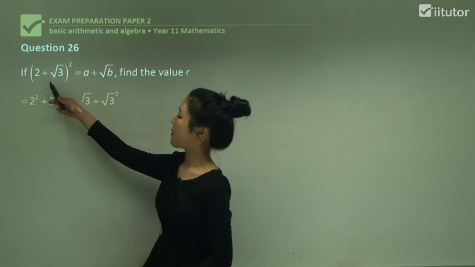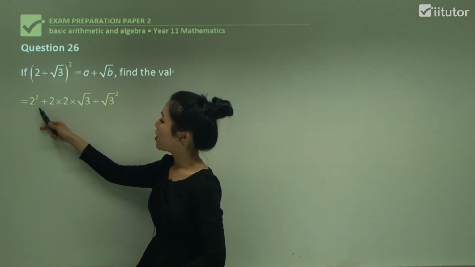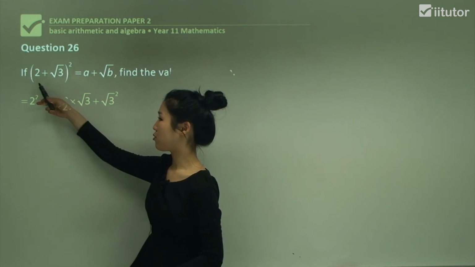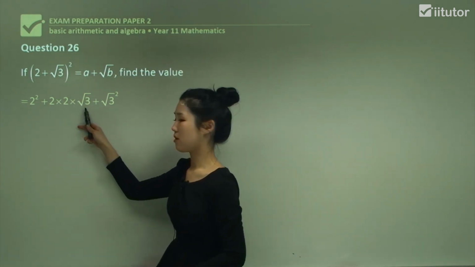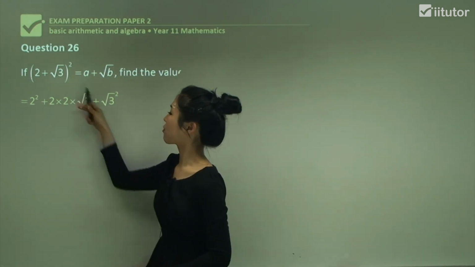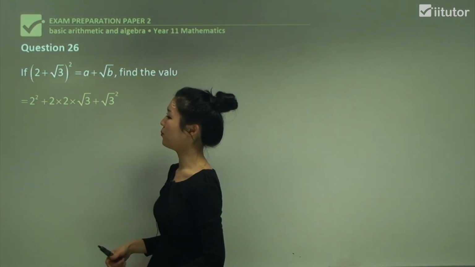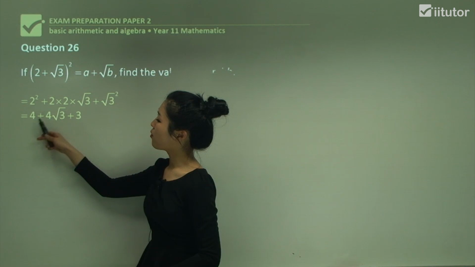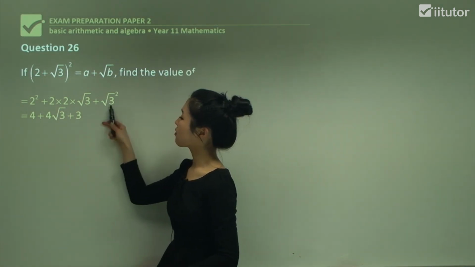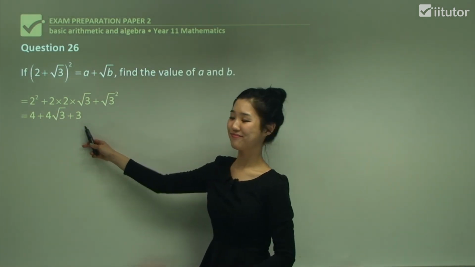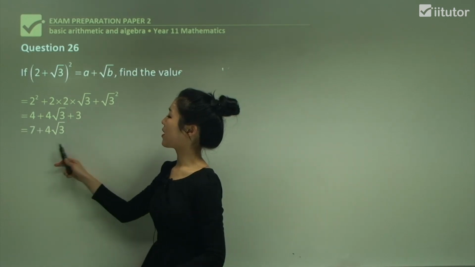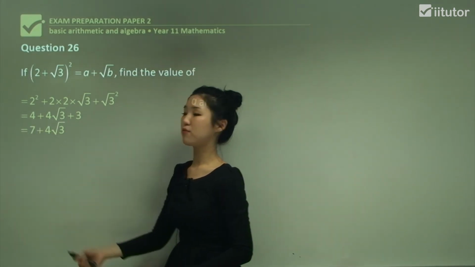So this expanded will be 2 squared plus 2 times 2 times root 3 plus root 3 squared. Okay, just the expansion that we've done so many times before. So 2 squared is 4, 2 times 2 is 4, root 3 squared is 3. And then 4 plus 3 is 7. So I have 7 plus 4 root 3.